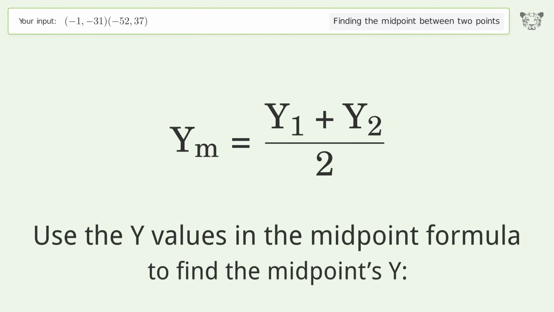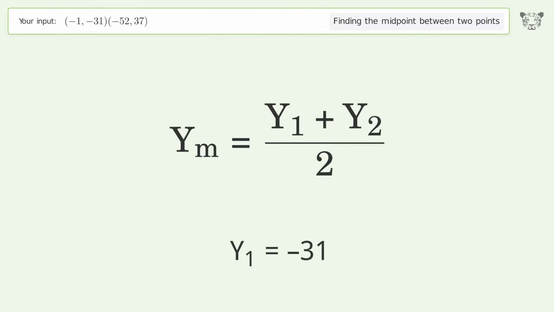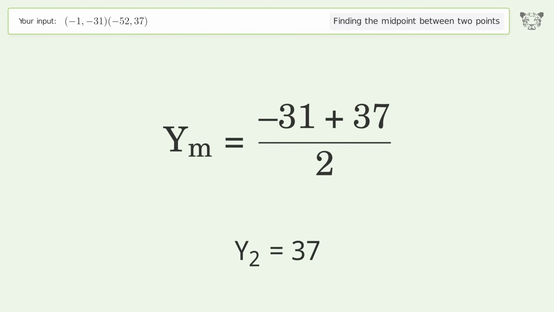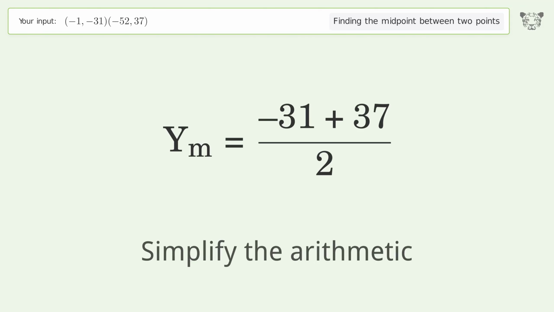Use the y values in the midpoint formula to find the midpoint's y. y1 equals negative 31. y2 equals 37. Simplify the arithmetic.